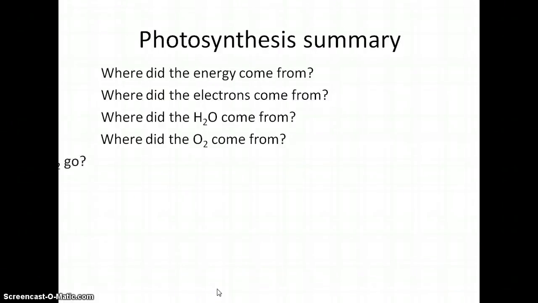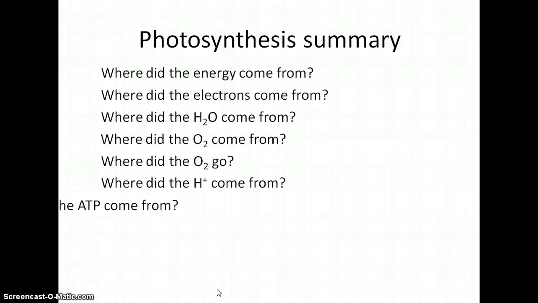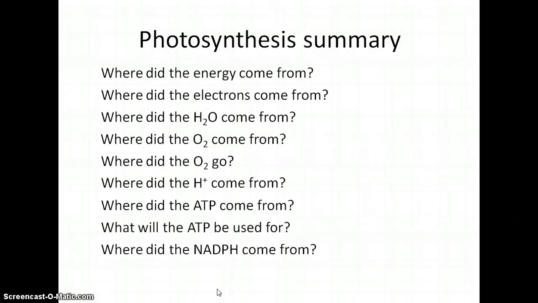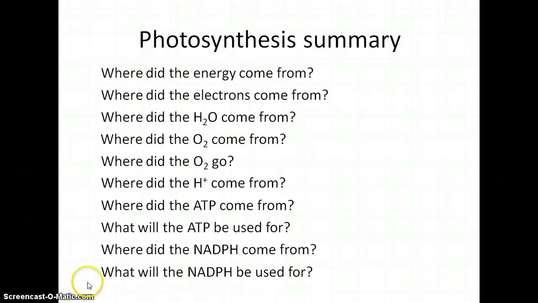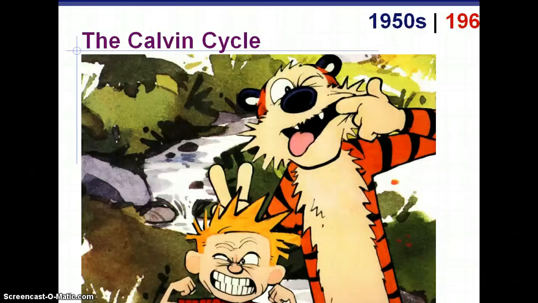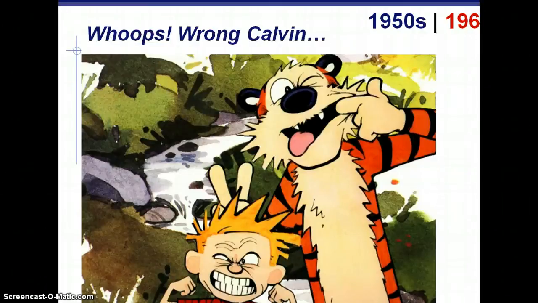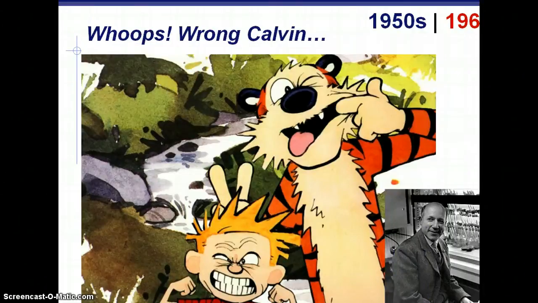So this is our summary of photosynthesis so far, and these are questions that you should be able to answer by reading through your textbook and by listening to this and reviewing this PowerPoint. So pause this if you need to, and make sure you can answer each of these questions. Next we're going to move on to the Calvin cycle, or the light independent reactions. It's named after a man whose last name was Calvin.